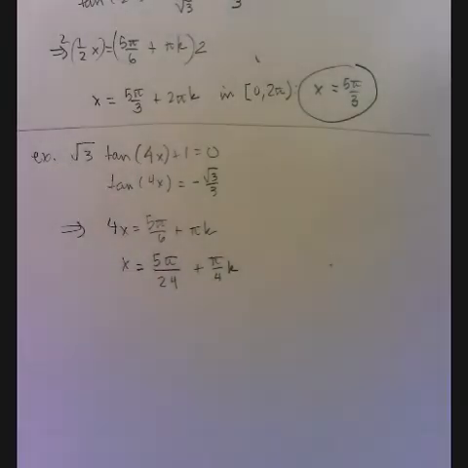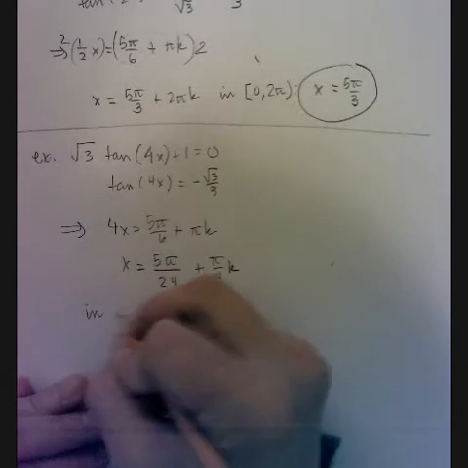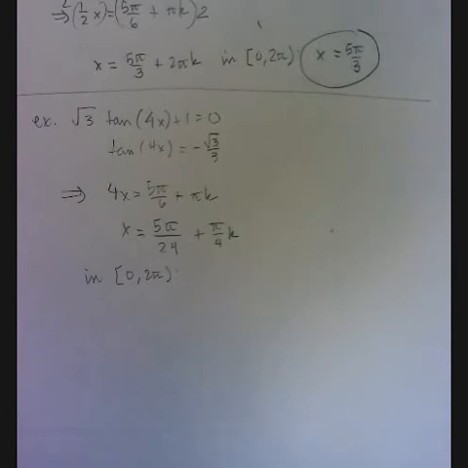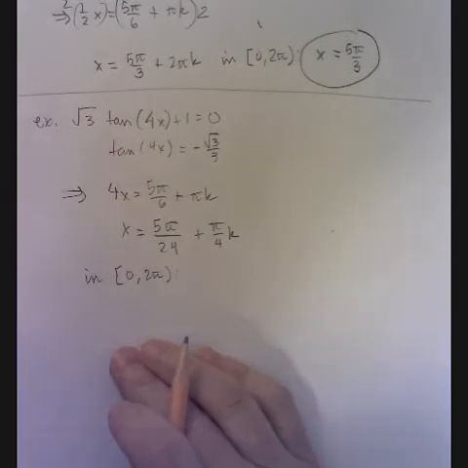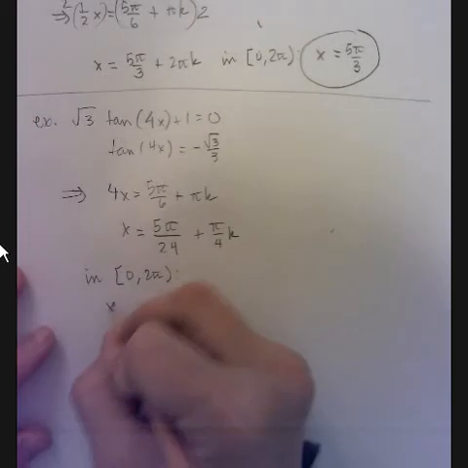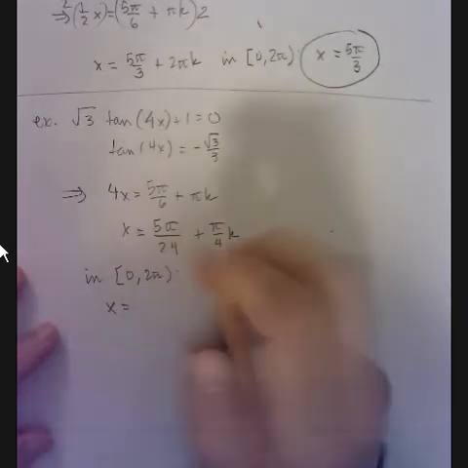So now I need to come up with just the solutions in 0 to 2 pi. Initially in 0 to 2 pi, if I didn't have a multiple angle here, I would just have 5 pi over 6 and 11 pi over 6, just those two solutions. But because of the 4 and my period shrinking up, I'm going to have 4 times as many solutions. I'm actually going to have 8 solutions here. And this is how you're going to come up with them. You take the 5 pi over 24, that's your first one.